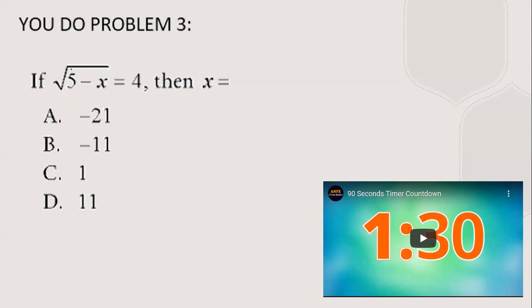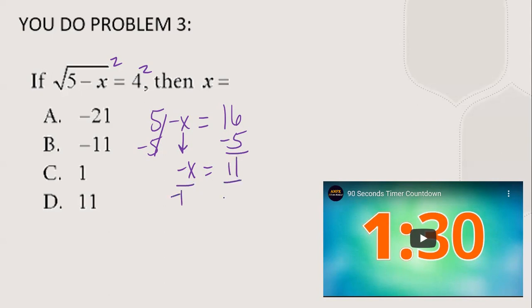Step 1, what do I do to get x by itself? Square, because the opposite of square root is to square. So after I square, I'm left with 5 minus x equals, and 4 squared is 16. Then what do I do? Minus 5. Subtract my 5. So minus 5 leaves me with -x equals 11. Then what do I do?